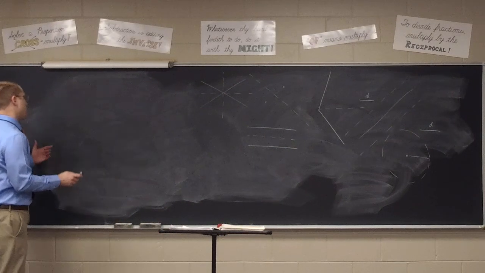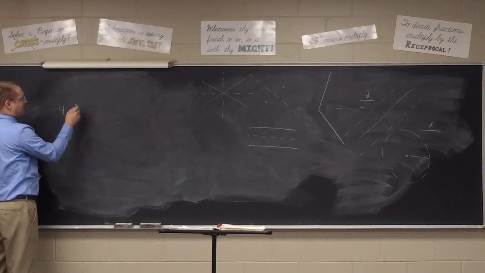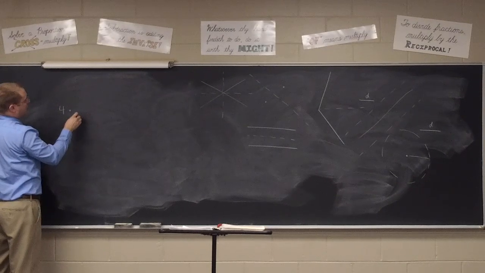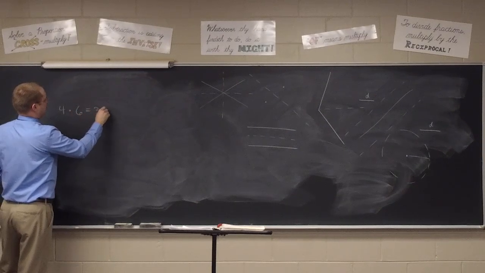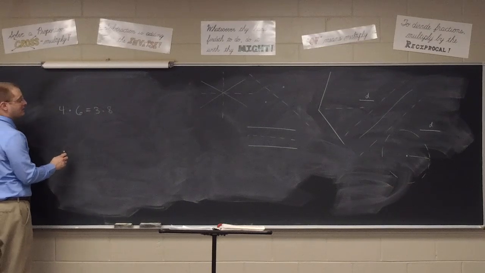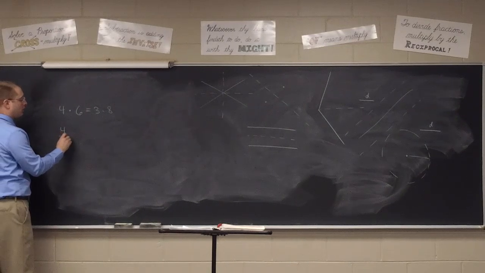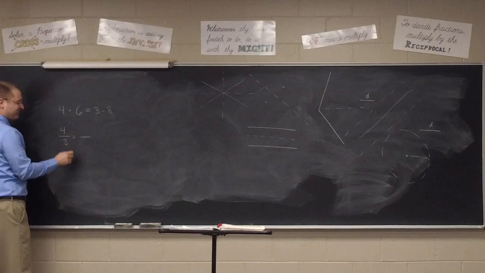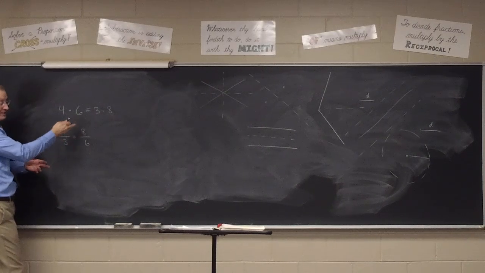So if I gave you this statement that 4 times 6 is equal to 3 times 8. That's a true statement, right? There's a whole lot of proportions we could make. For instance, Quentin, we could say 4 is to 3 as 8 is to 6.